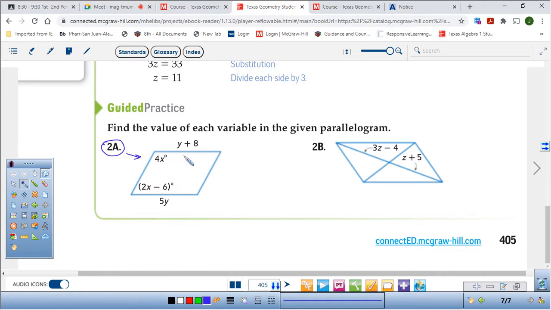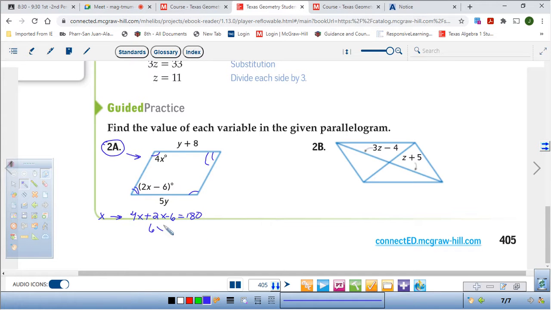So let me see. We'll go with X first since alphabetical order. So when it comes to X, I have X referring to this angle. I know this angle is equal to this angle here. I know this angle is equal to this angle here. What do I know about these two angles? They're supplementary. So when it comes to finding the X, I'm going to say that 4X plus 2X minus 6 is equal to 180. And solve it from there.